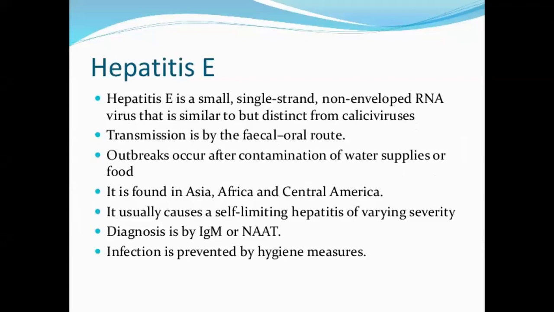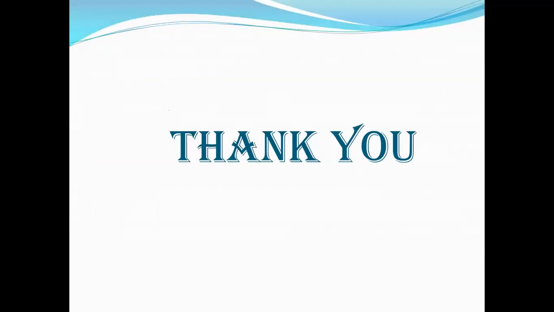Now, hepatitis E is a small, single-stranded, non-enveloped RNA virus, similar to but distinct from the caliciviruses. The transmission is by the fecal-oral route. Outbreaks occur after contamination of water supplies or food, and it usually causes self-limiting hepatitis of varying severity. Diagnosis is by immunoglobulin G or NAT. The infection is prevented by hygiene measures. Thank you, that's all for today.